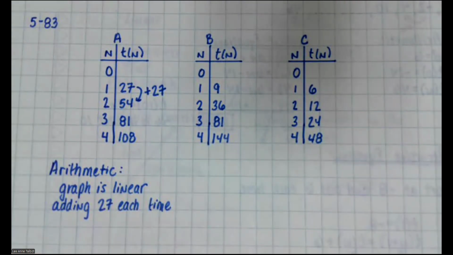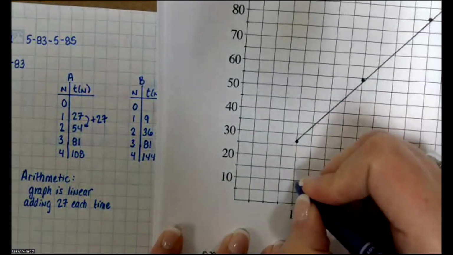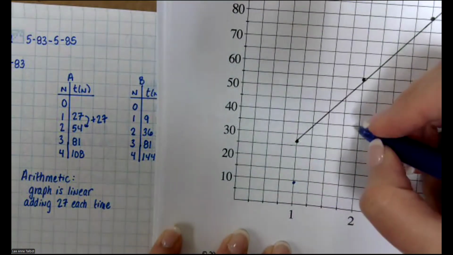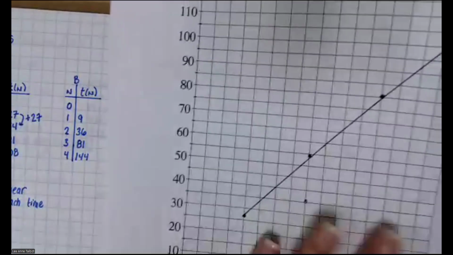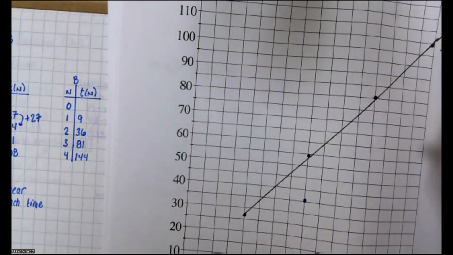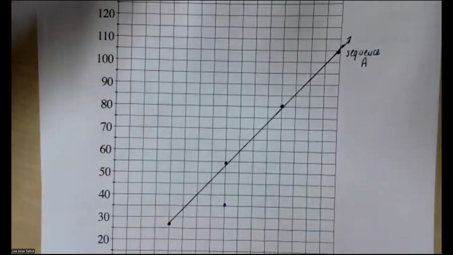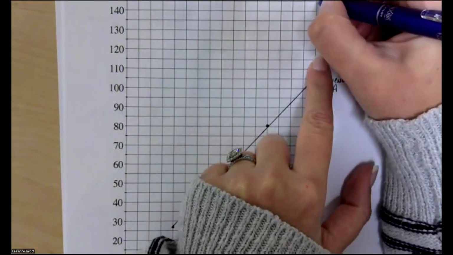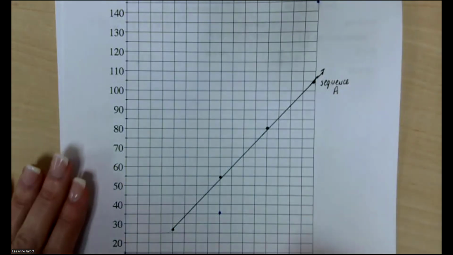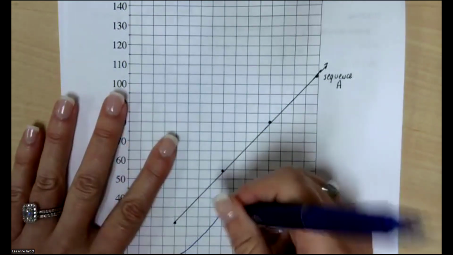Okay. After I write this, now I'm going to go back to the resource page and graph the dots for B. I'm going to do it in a different color because I'm nerdy like that. 1, 9, 2, 36, 3, 144. Oh no. Yikes.